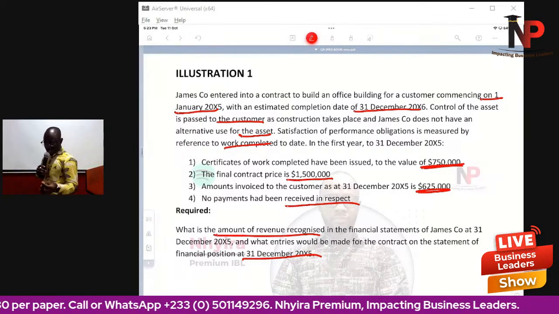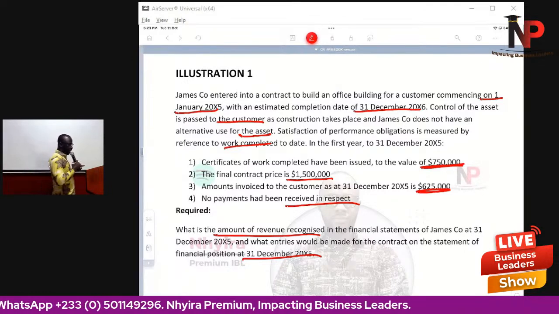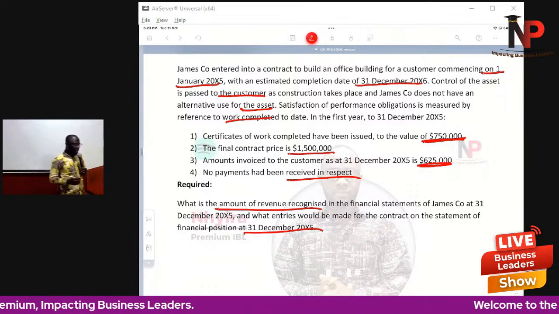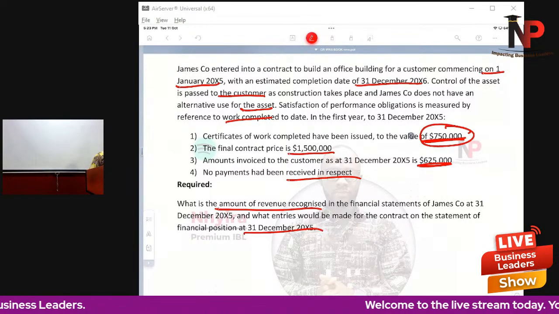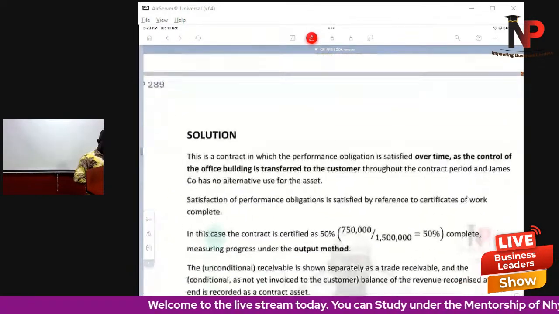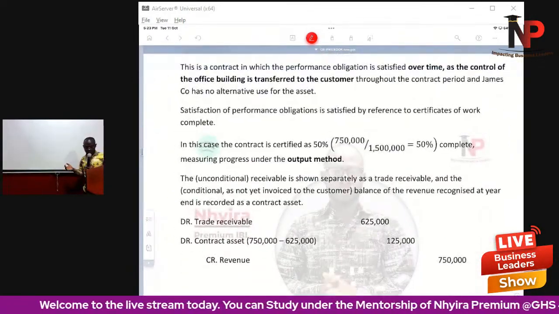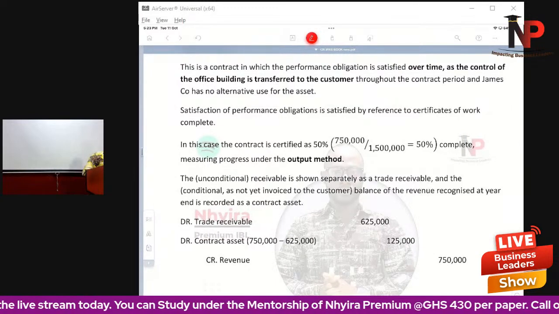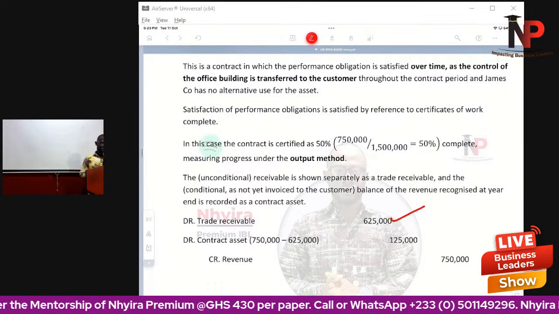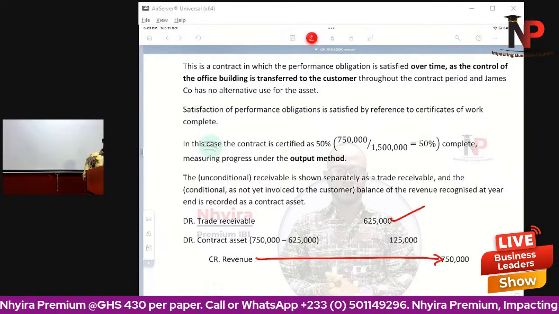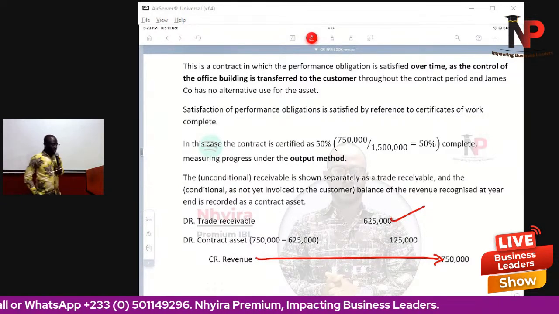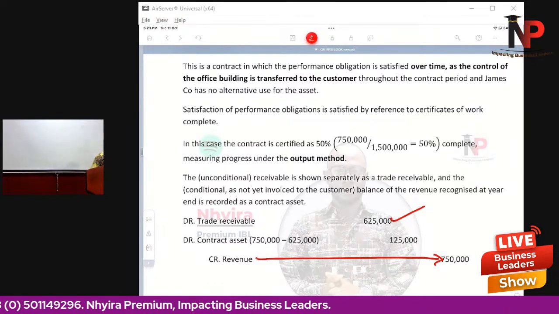So the question then is, how much revenue can be recognized? I've already told you, the amount of revenue that will be recognized will be equivalent to the work certified, which is the 750,000. So the journal entry to be passed here is going to be pretty simple, generally. We will debit receivables, being the invoice we've sent to the customer who has not paid us. We recognize revenue with the work certified in that regard. Then the balancing figure will be treated as contract asset.